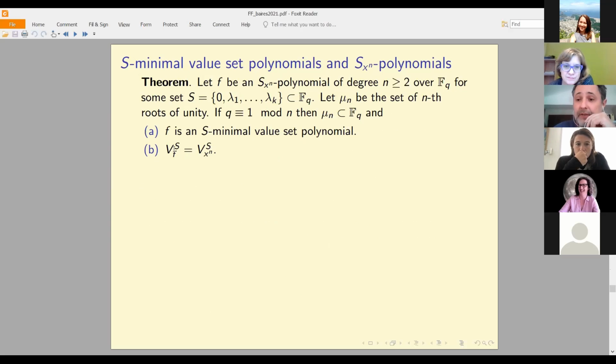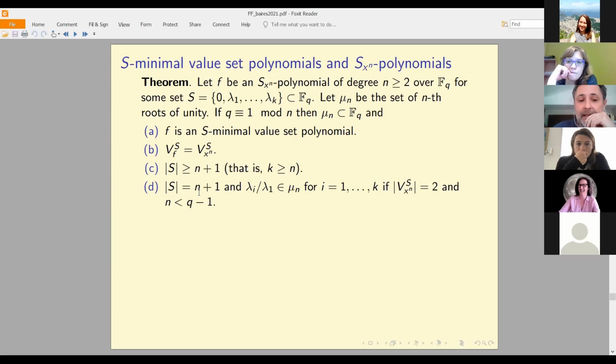Even more, the S value set of F is exactly the S value set of x to the n. Also, the size of S has to be at least n plus 1, and this means that this k has to be bigger than n. You get equality, exactly n plus 1, and these quotients are roots of unity, when the value set of x to the n is exactly 2 for a divisor of q minus 1 that is not q minus 1. In this case, you can prove easily that the S value set of f is just these two guys here.